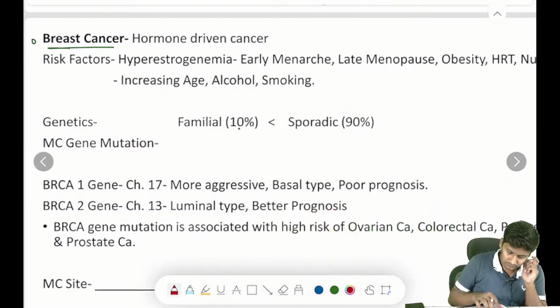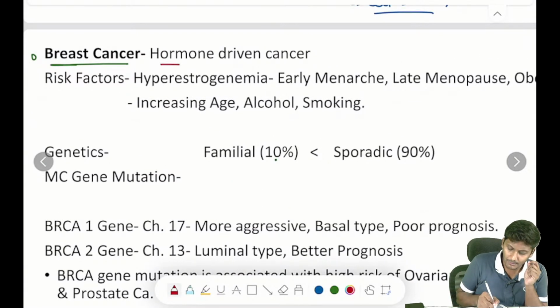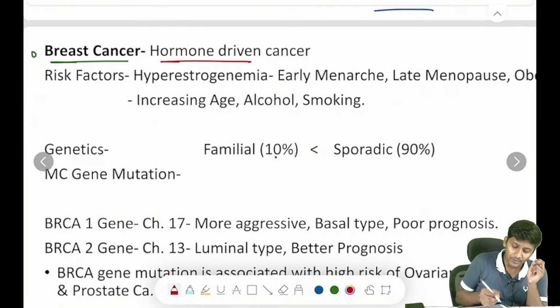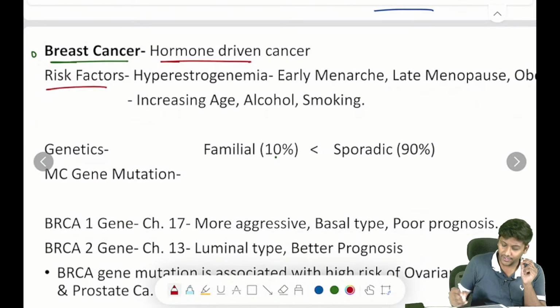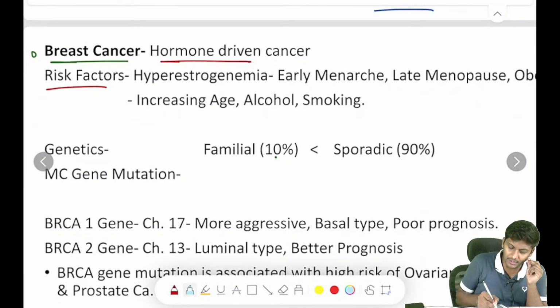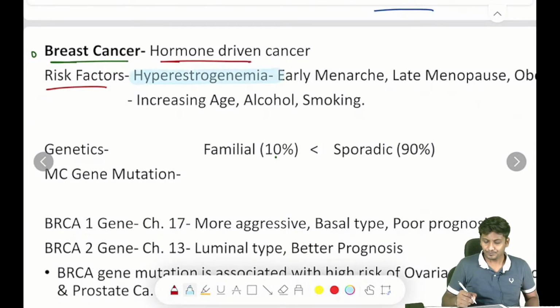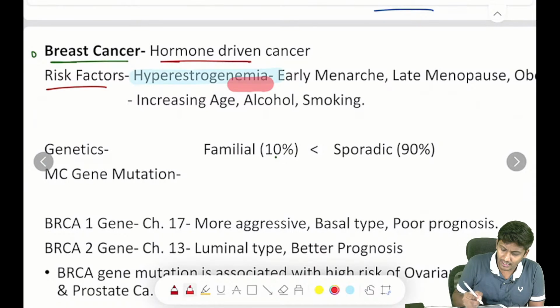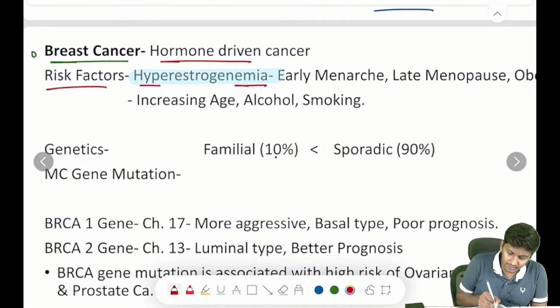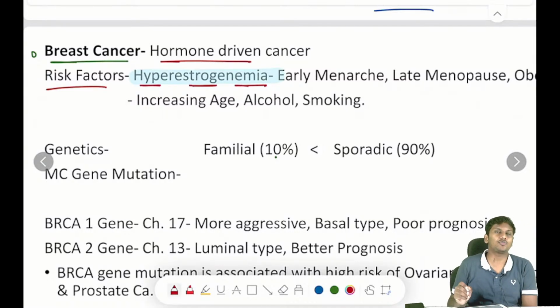So we know that breast cancer is a hormone driven cancer. Risk factors, if I talk about, definitely any condition which is going to increase estrogen levels in the body. Anemia is what? Anemia is nothing else but blood. In blood there is increased levels of estrogen, that is hyperestrogenemia.